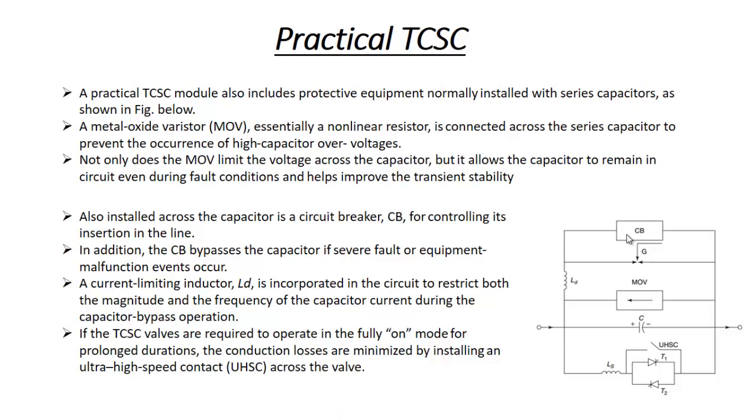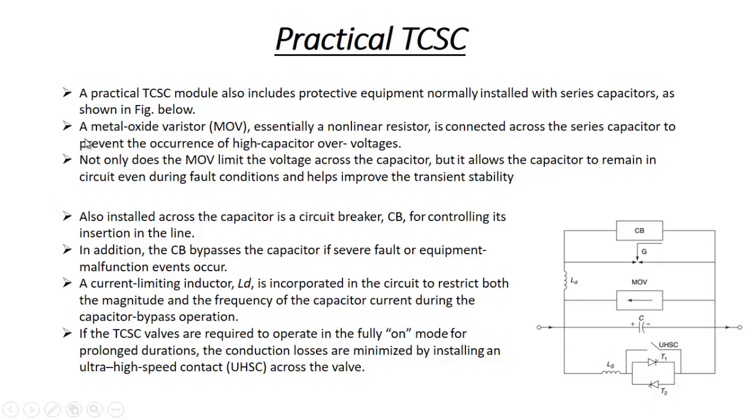Now in a practical TCSC, apart from this capacitor and TCR, we have some other components which work in conjunction with this TCSC, and they are very important. So a practical TCSC module also includes protective equipment normally installed with series capacitors, as shown in the figure. We have a circuit breaker, we have an MOV, that is a metal oxide varistor, we have the simple capacitor, and we have an ultra high speed contact, which is used to bypass the switch.